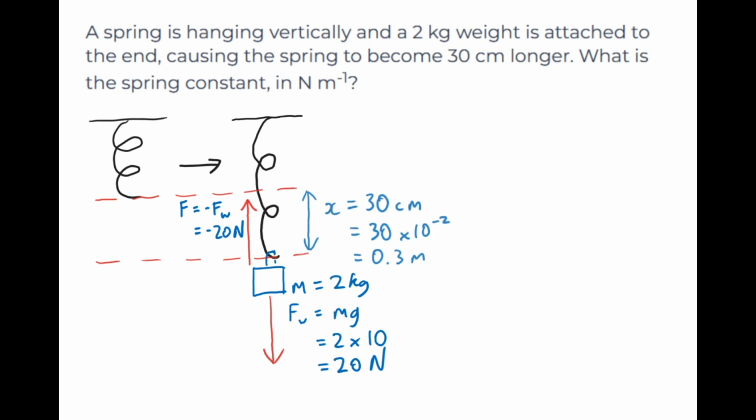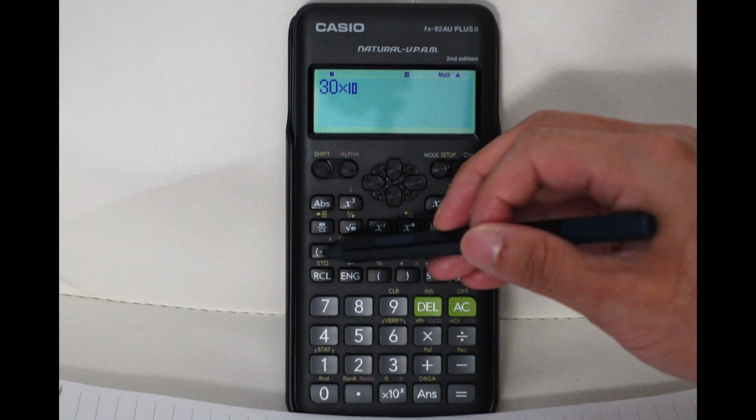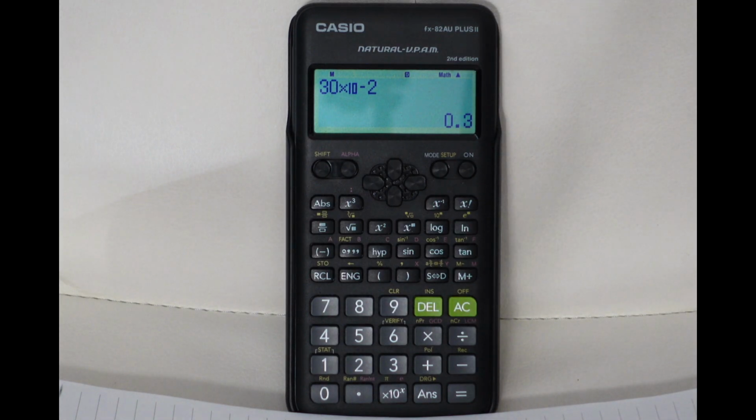The displacement of the spring is 30 centimeters. We need to convert this into meters. To do this, we multiply by 10 to the power of negative 2 to replace the centi prefix. This turns it into 0.3 meters.